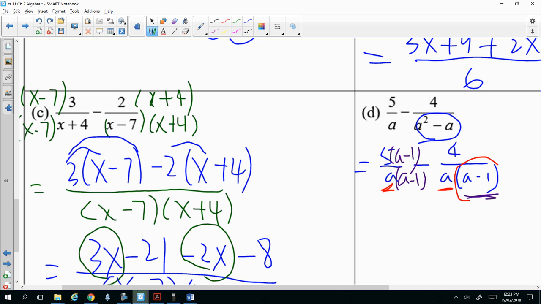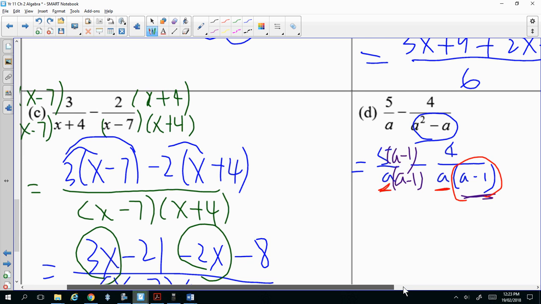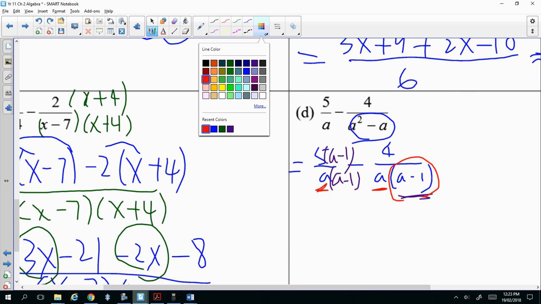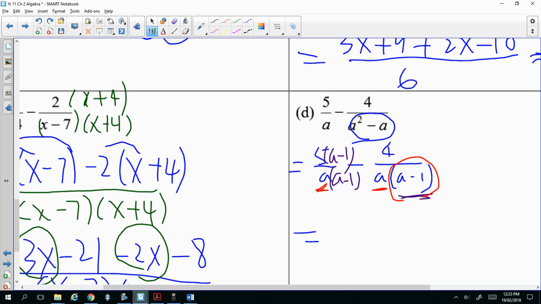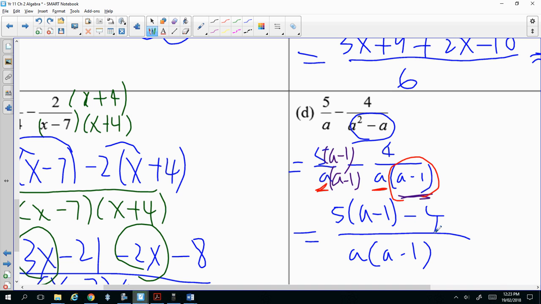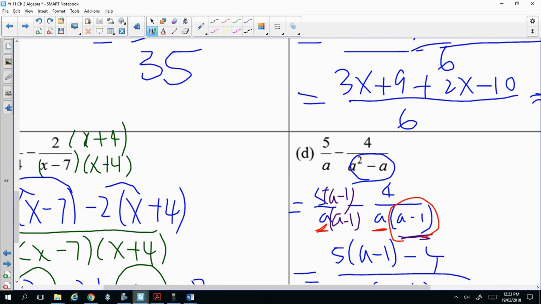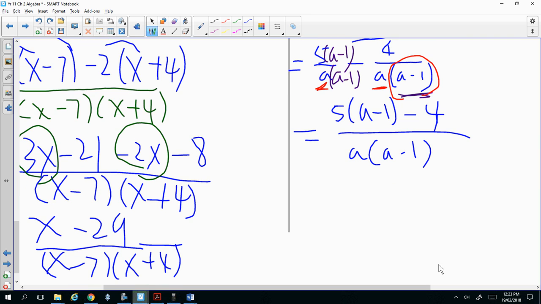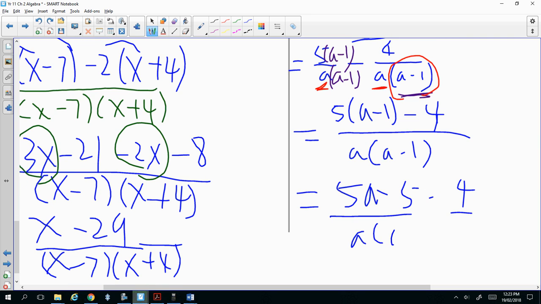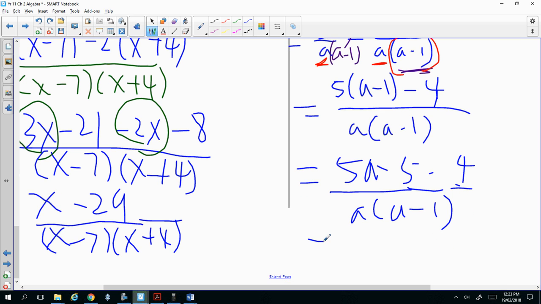Okay, so once they have the same denominator, we can write it like a bracket a minus 1, right, 5 bracket a minus 1 minus 4. So make it a common denominator. Then you have to expand the numerator. 5a minus 5 minus 4. And then you end up getting 5a minus 9 over a bracket a minus 1.